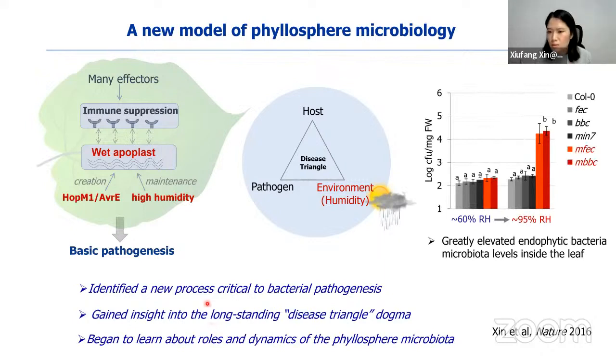In addition, through this study, we also made an observation in the plant polymutant, in which plant basal immunity and the apoplast water pathway are mutated. In this polymutant, we found that not only can the basic pathogenesis occur, but also the bacterial microbiota living inside the plant leaf can over-proliferate. I'm going to mention this later, but I just want to show you that this work also led me to the area of plant leaf microbiota control.